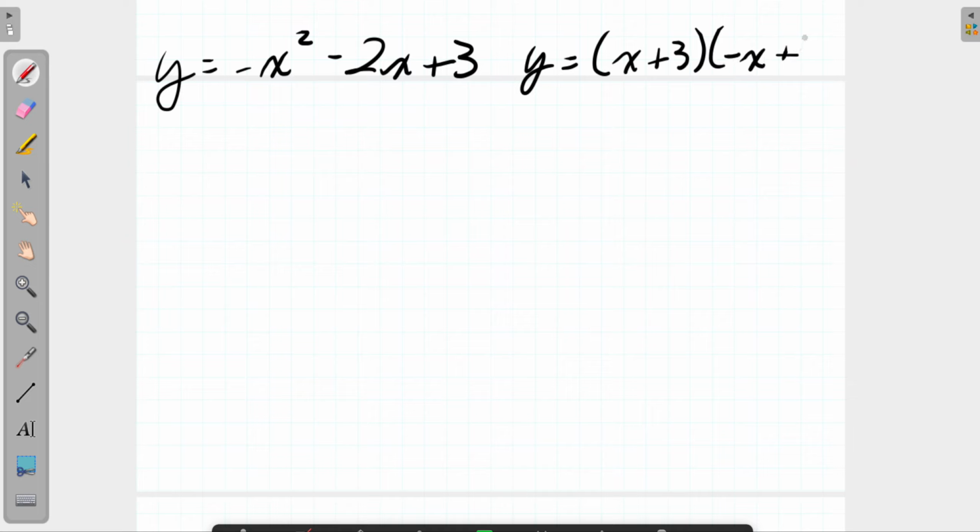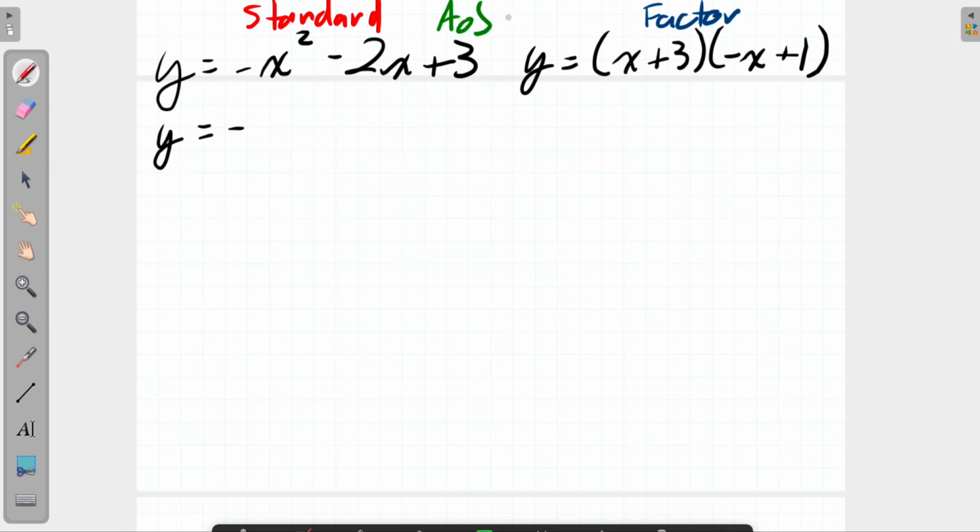Negative x plus 1. I want to write these here because what I'm going to show you is that we're going to plug in that axis of symmetry, or the x value of the vertex, into both of these forms, and we're going to end up with the exact same value. So in this case, y is equal to negative, and if you recall the axis of symmetry, write it in green here, was equal to negative 1, okay? So we're going to substitute that in for x.